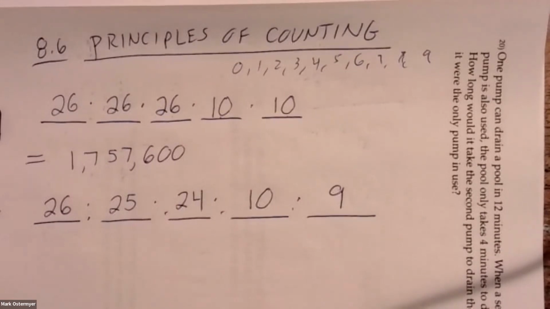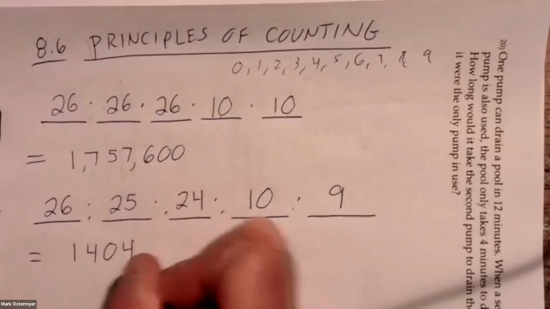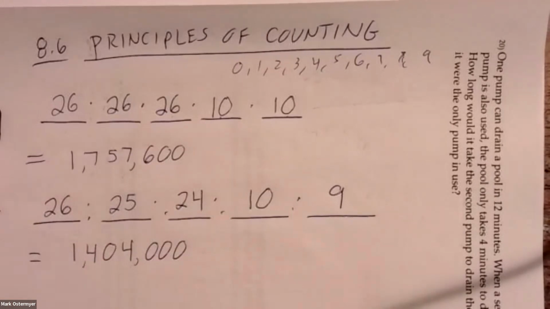And that gives us what? All right, I get something smaller, but not really that much smaller. I get 1,404,000 passwords that can be constructed if there are to be no repeated letters or digits. Any questions how we went about that problem there using the fundamental principle of counting?